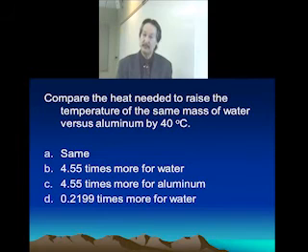Then contrast that with aluminum. If we want to take 1 kilogram of aluminum up by 1 degree Celsius, we only need to add 920 joules of heat. So it takes less heat for the same amount of material to go up the same temperature for aluminum versus water. Okay?